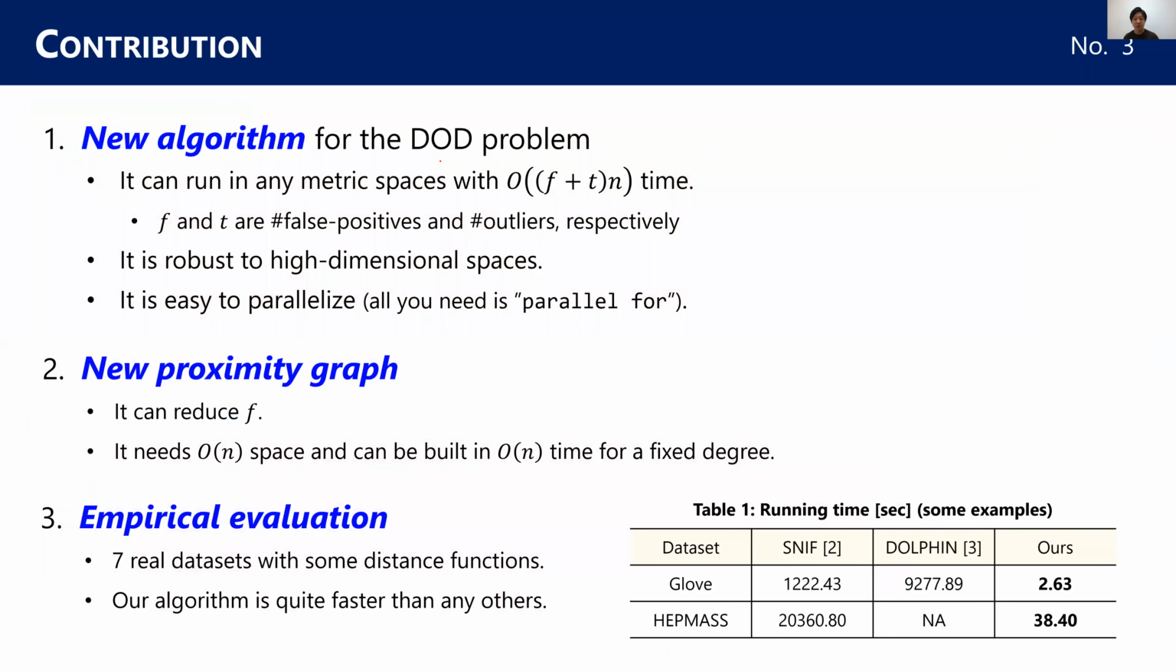We have 3 main contributions. First, we proposed a new DoD algorithm. It is nearly output sensitive and does not suffer from the quadratic time. Besides, it is robust to dimensionality and easy to parallelize. Second, we proposed a new proximity graph to optimize our DoD algorithm. Last, we evaluated state-of-the-art and our algorithms on some real datasets with some distance functions. The results show that our algorithm is quite faster than the state-of-the-art.